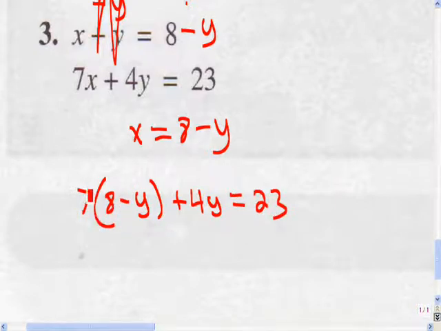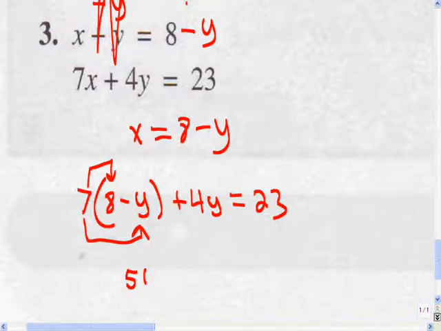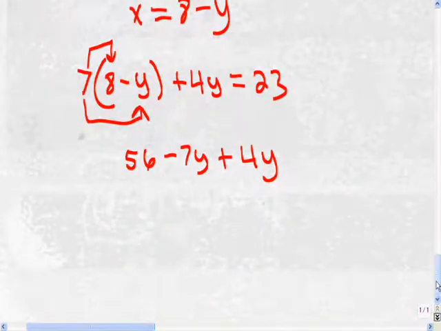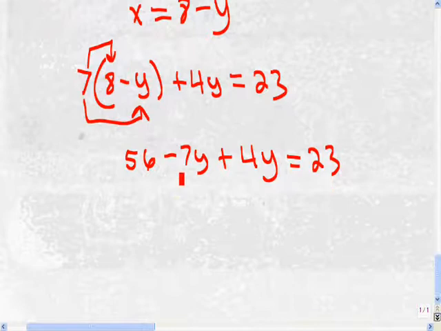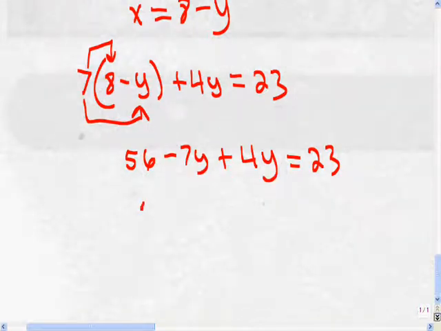7 times 8, you already know whenever you have something in front of the parentheses, you multiply that something, whether it's a variable, a number, or a sign, times everything inside the parentheses. So 7 times 8 is 56. 7 times negative y is a negative 7y plus 4y equals 23. Now I'm going to combine the 7y and the 4y.